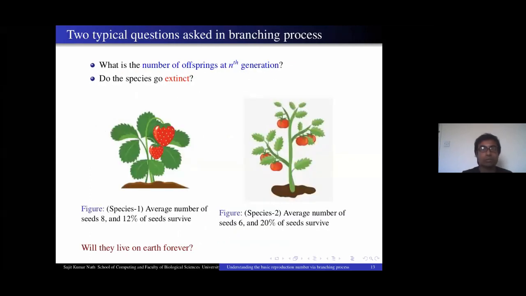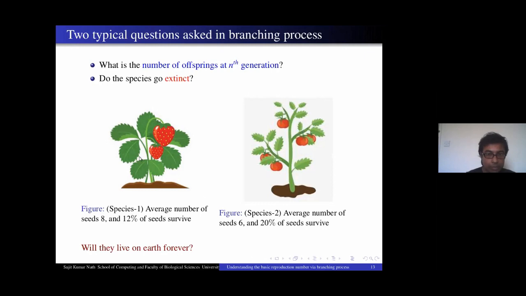Okay, now the two most important questions we ask in generating functions: what is the number of offsprings at the nth generation, not in the first generation or for a single plant? What is the number of offsprings after the nth generation, when there will be many particles produced in the first generation, and in the second generation there will be many particles producing similar kinds of particles, and they will be summed up, right? So we need to calculate what is the number of offsprings after, say, the 10th or 12th generation, and whether the species goes extinct or not. So these two are the main questions we ask.